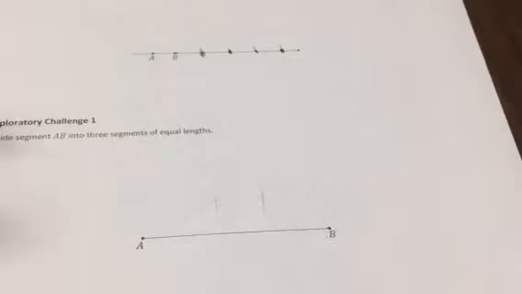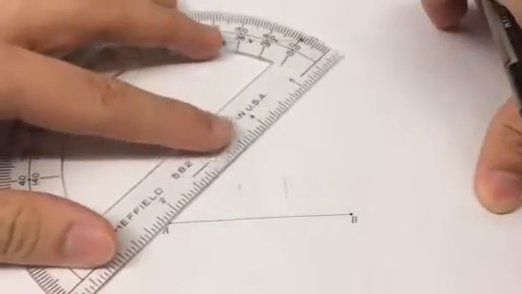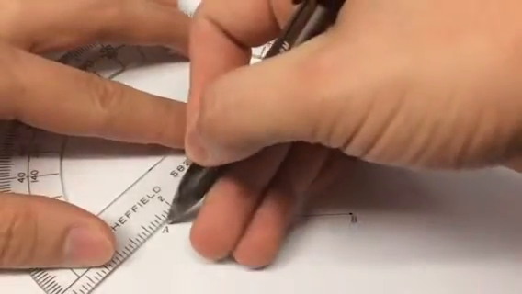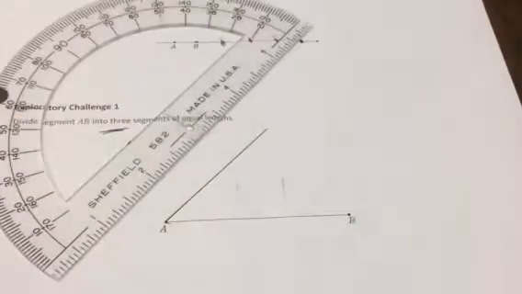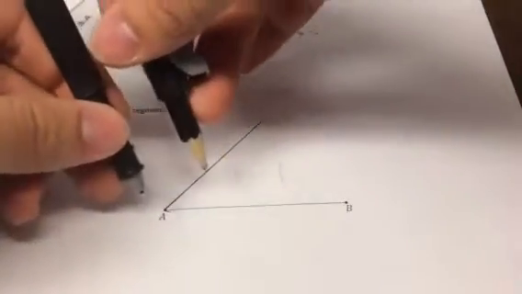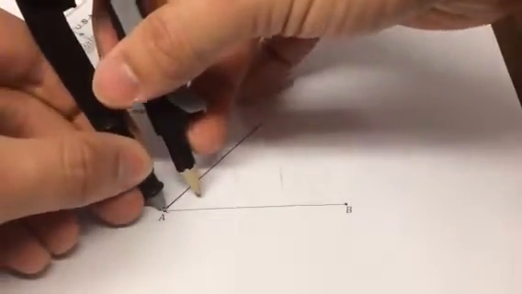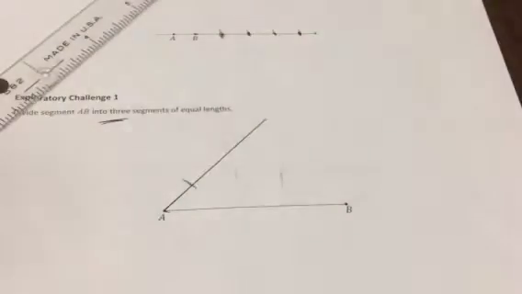This is an odd number. Hopefully you see that. They want this into 3 equal segments, so we cannot just do the perpendicular bisector. We have to do a lot more. So watch me, all right? What I'm going to do is extend the line somewhere from point A. Then I'm going to grab my protractor and make a little mark right here. So that would be my A prime.